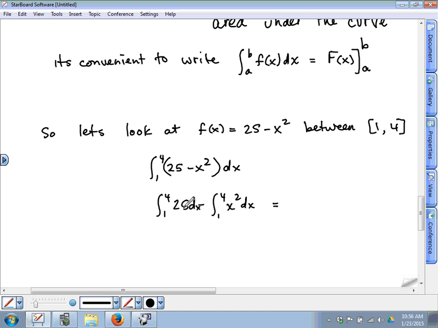What's the integral of 25 dx? 25x, and the integral of x squared, x to the third over 3. So referencing what I wrote up here, isn't that capital F? Once you have the antiderivative, most textbooks and most calculus students would just put a vertical bar right here and put the bounds of integration from 1 to 4. Or it could be a little bracket, it doesn't matter.